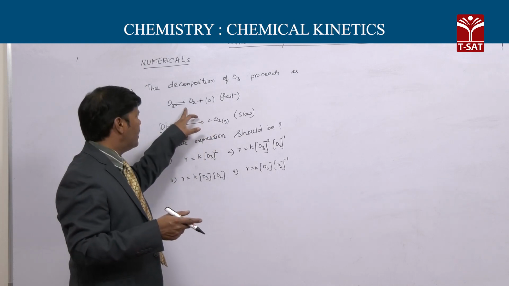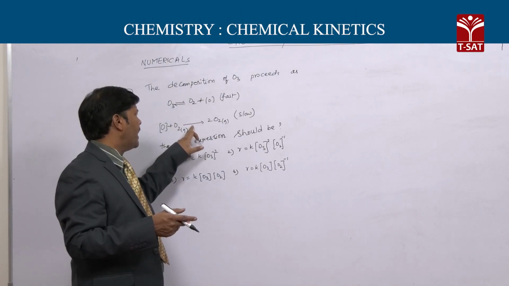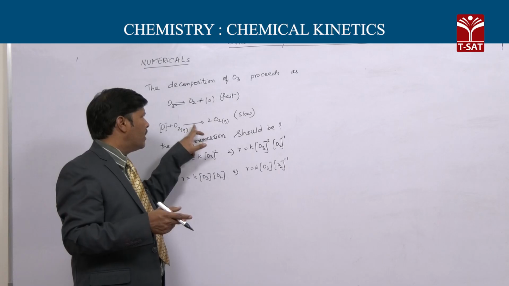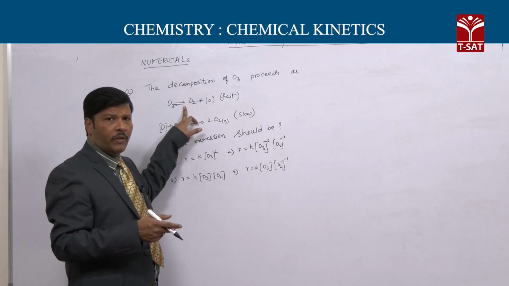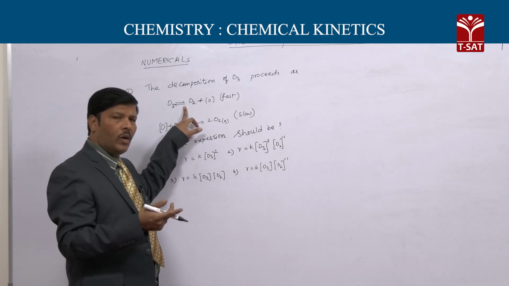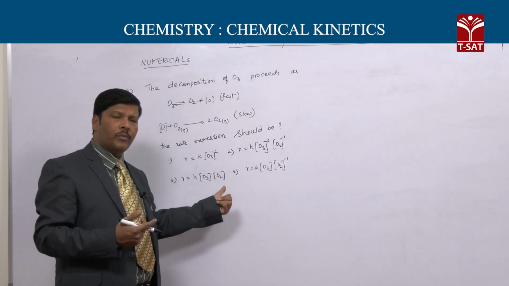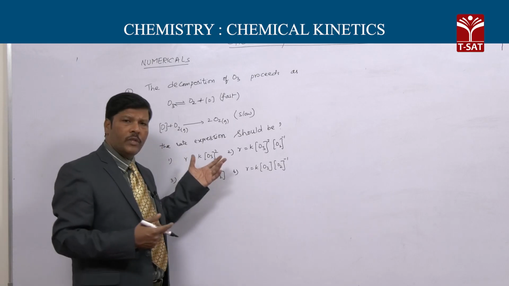But here, interestingly, first he has given a reversible reaction, and the second reaction is an irreversible reaction. So first we will work out the irreversible reaction, then we will go for the reversible reaction, then we will try to predict the overall order, and then let us see whether we could match any one of the options which are given to us. So how do you approach this problem?